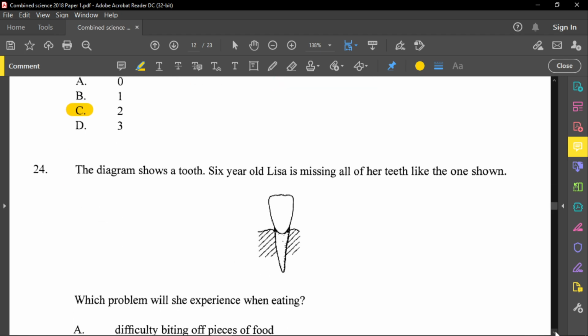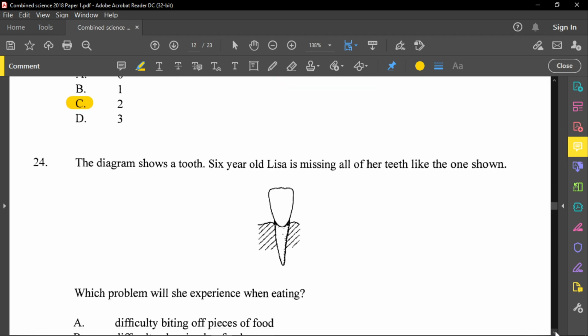It says the diagram shows a tooth. Six-year-old Lisa is missing all of her teeth like the one shown. This is an incisor. Notice how it's shaped like a chisel. It says, which problem will she experience when eating?